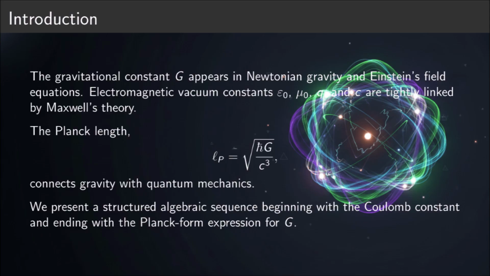Introduction. The gravitational constant, G, appears in Newtonian gravity and Einstein's field equations. Electromagnetic vacuum constants, epsilon naught, mu naught, q, and the speed of light c, are tightly linked by Maxwell's theory. The Planck length, denoted by L sub p, equals the square root of h bar times G divided by c cubed. This connects gravity with quantum mechanics. We present a structured algebraic sequence, beginning with the Coulomb constant and ending with the Planck form expression for G.